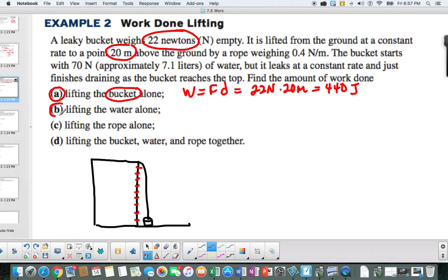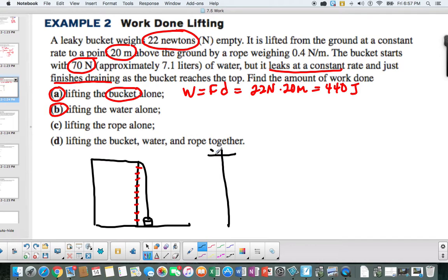All right, now lifting the water alone. So lifting the water from the bottom all the way to the top. Now here's the interesting thing. At the bottom there is 70 newtons of water, but it leaks out at a constant rate and just finishes draining as the bucket reaches the top. So what would be best is for us to create a table in which we examine what's going on.